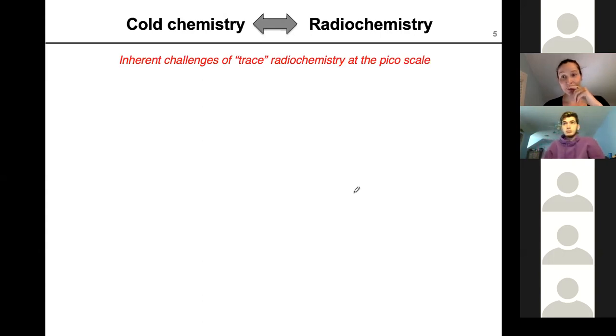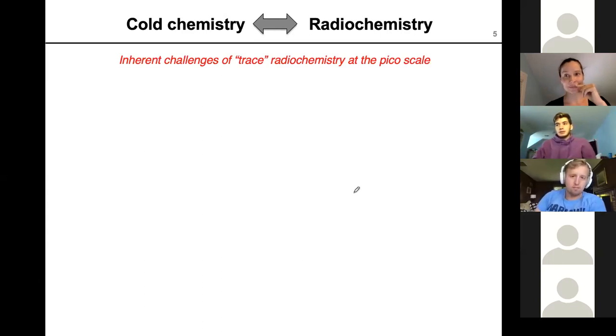These were all really good points. Just maybe creating the sample to begin with? So producing sufficient amounts to even be able to do chemistry on it, sure. That is definitely another challenge.